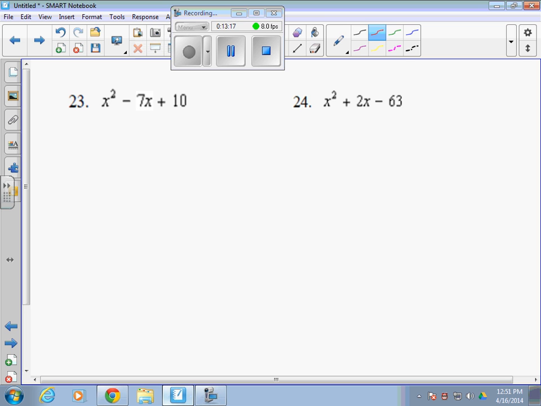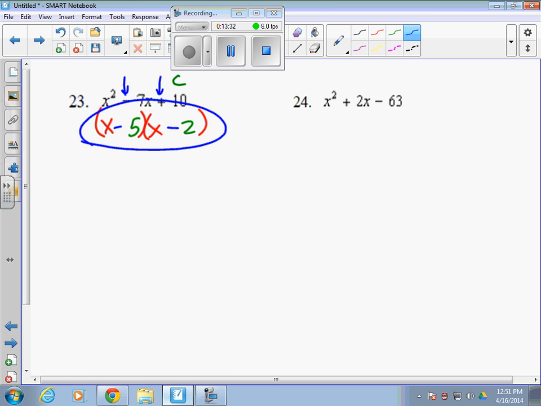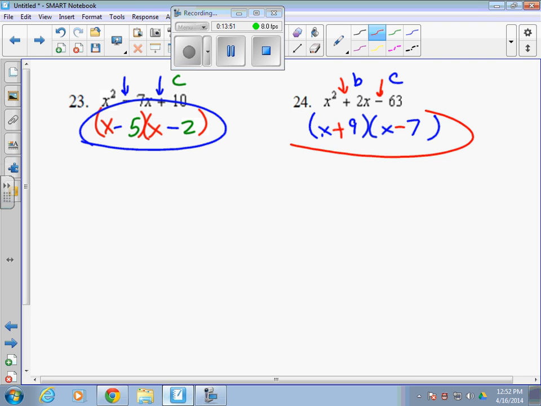Then number 23, the same thing. You're going to set two sets of parentheses, x times x. Your factors of 10, the factors of c that are going to get you to b are 5 times 2. Same sign, both of them negative. Minus 5, minus 2. x times x. Your factors of c, 63, that get you to b's value 2, are 9 and 7. Opposite signs. Biggest one's positive. 9 is plus. Opposite signs, 7 is negative.